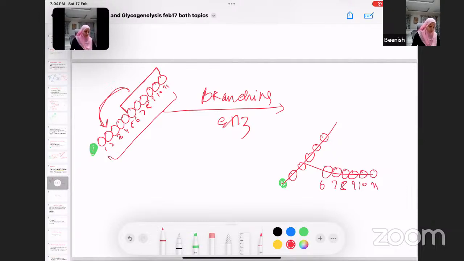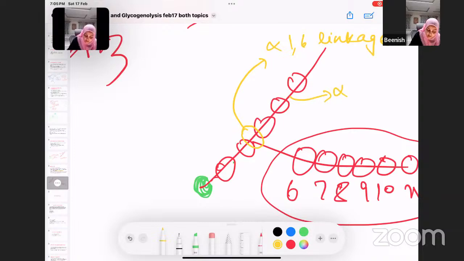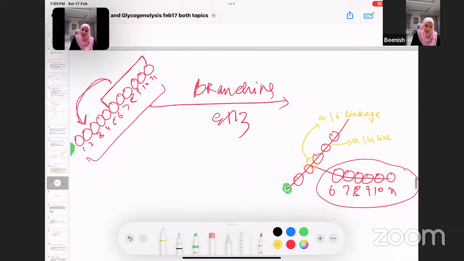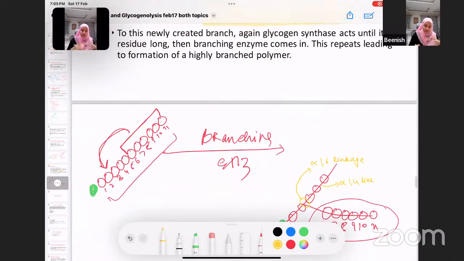Okay, so these molecules have been transferred here. And what is this here now? This is the branching point, and it has an alpha 1,6 linkage, and this is made by the branching enzyme. These were alpha 1,4 linkages, and they were made by glycogen synthase. Now this process will keep repeating again.